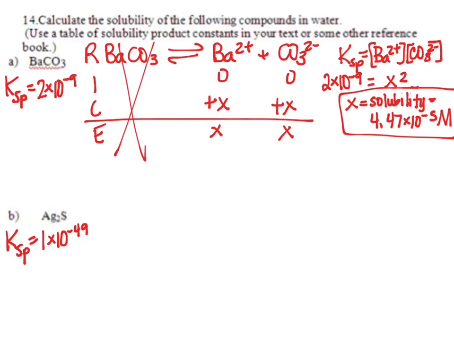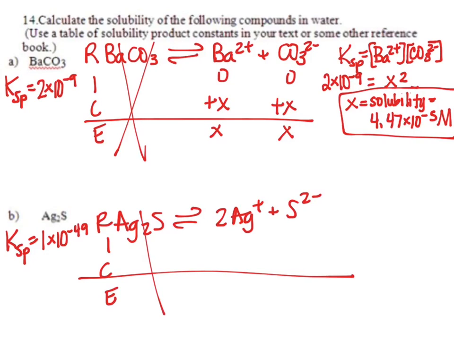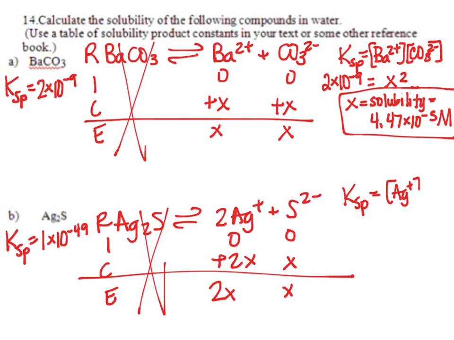Good? Do one more. All right, silver sulfide. First thing you do, write your RICE table, Ag2S. Break it into the two ions, 2Ag+ and S 2-. Solid is out of there. Initially, we don't have anything of either one. Our change is going to be plus 2x and x. So now we can go write our KSP expression and solve: Ag+ squared and S 2-.